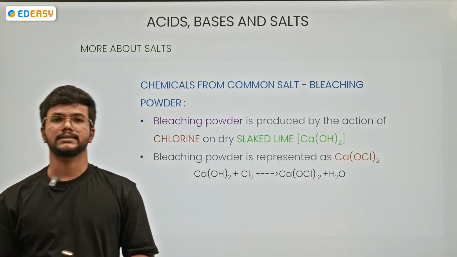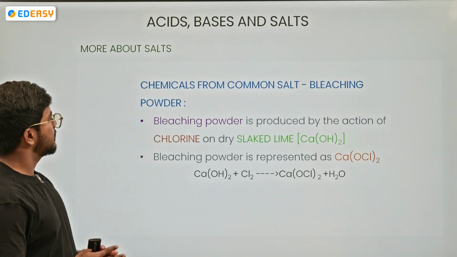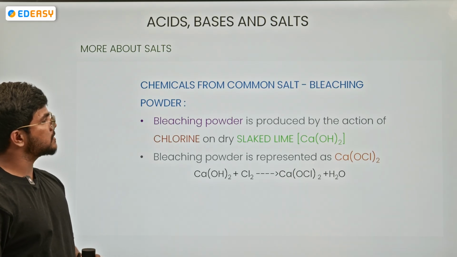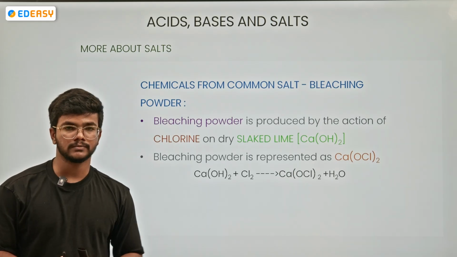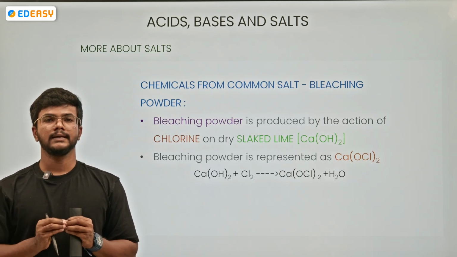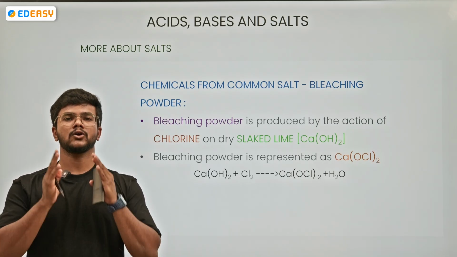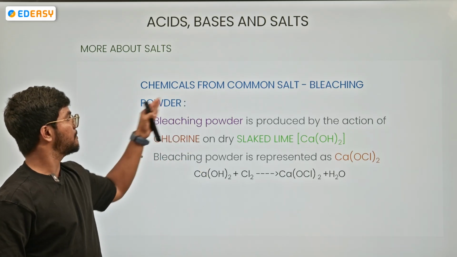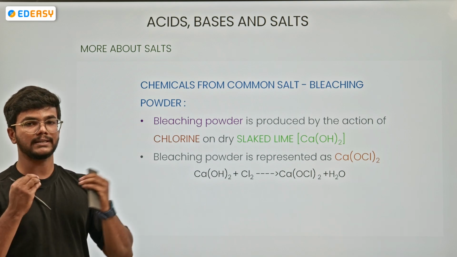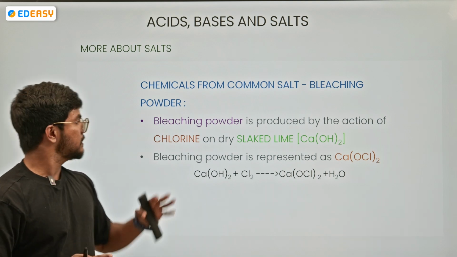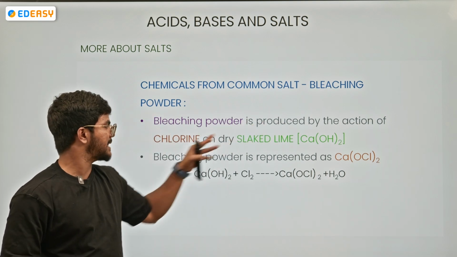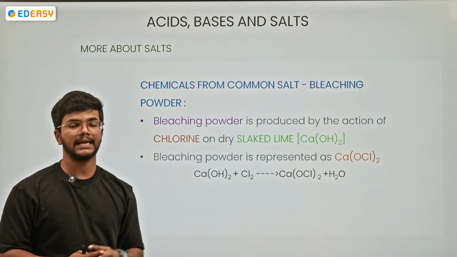Next, more about salt: chemicals from the common salt. First is bleaching powder. We can prepare some chemicals with the common salt. How can we prepare bleaching powder with the help of common salt? Bleaching powder is produced by the action of chlorine on dry slaked lime.